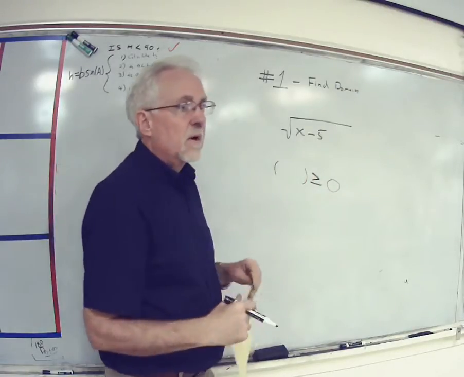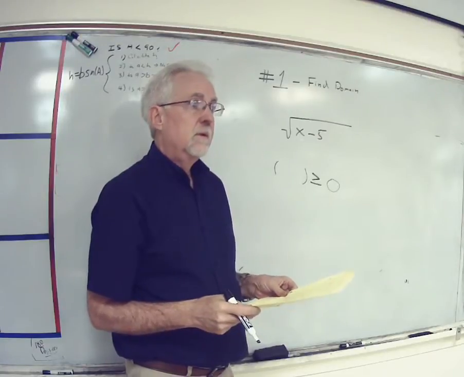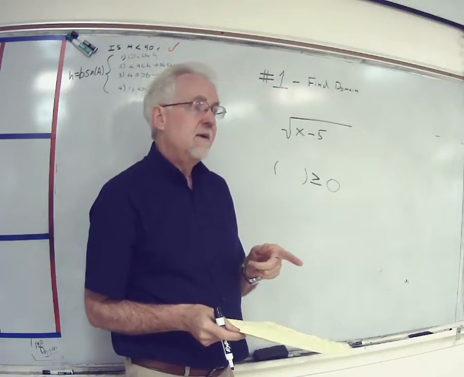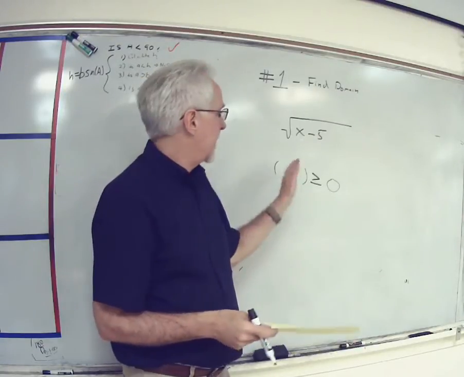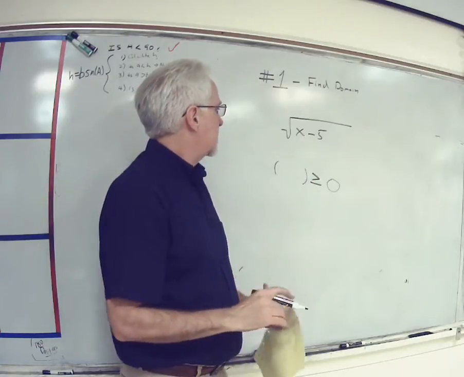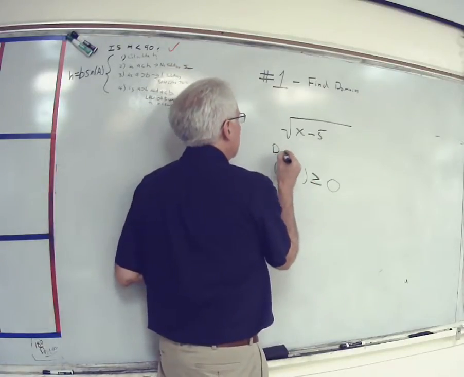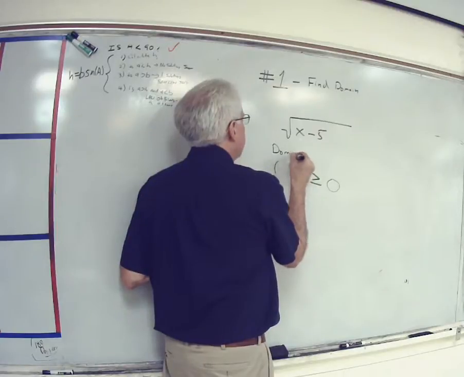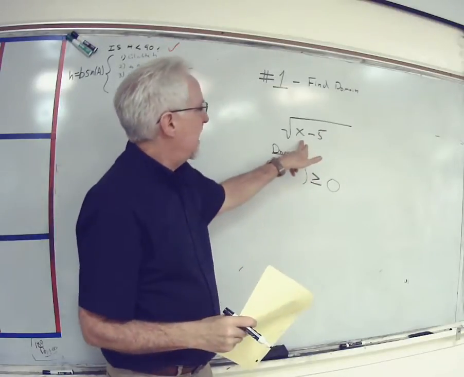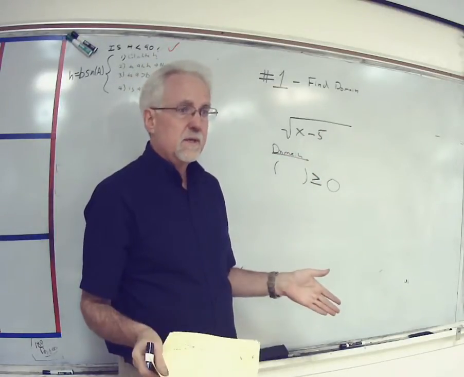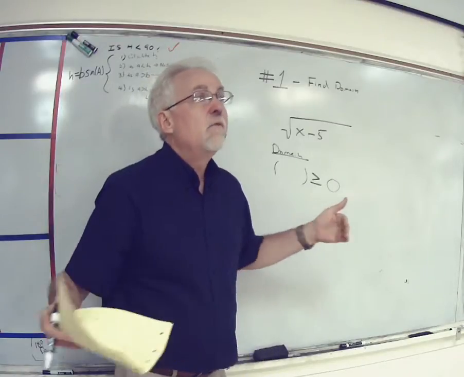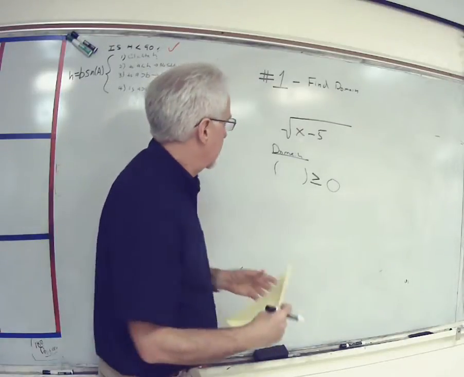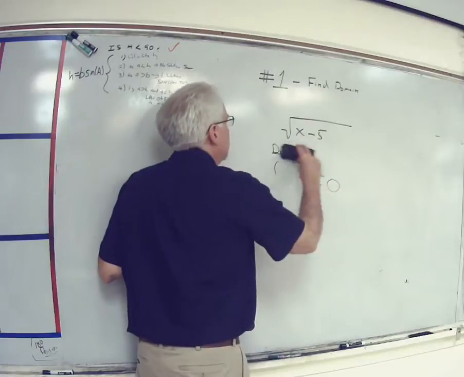Can I have a 0 under a radical? Oh, yes. I can't have a 0 in the denominator, but I can have a 0 in the radical. So the domain is what is allowed. If negative is not allowed, then what is allowed? Positive or 0.